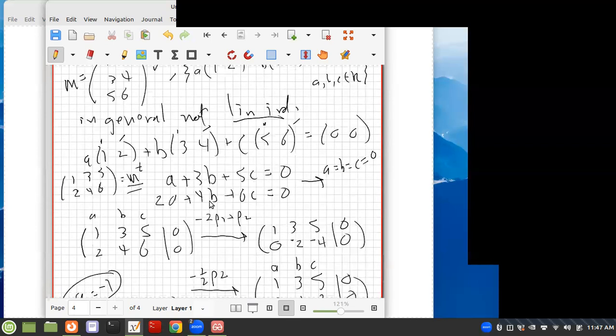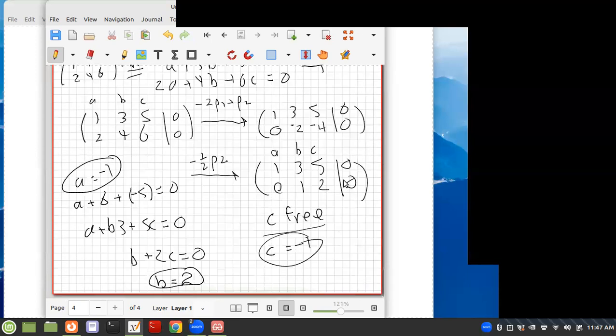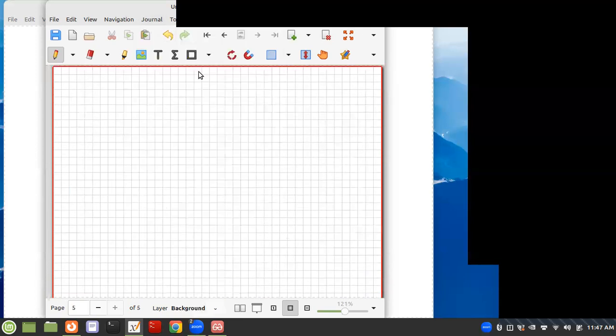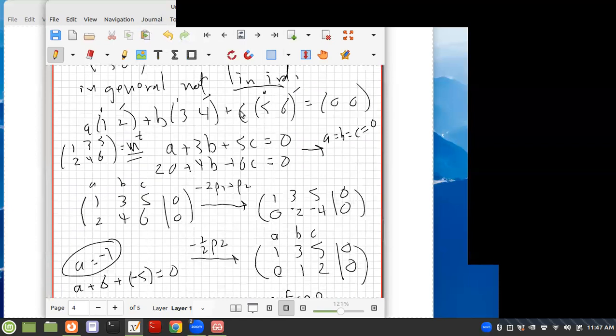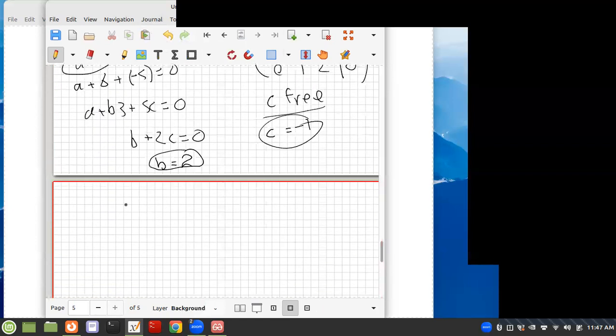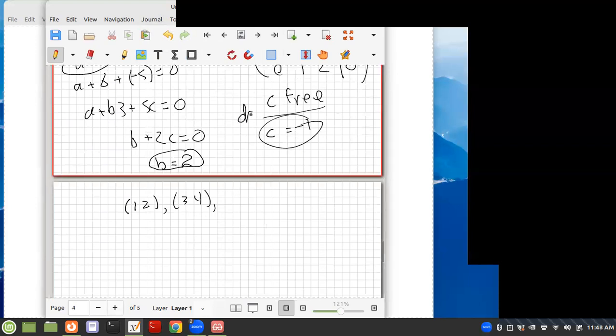That will mean that these three vectors do not imply that A equals B equals C equals 0, so that these three vectors are not linearly independent. How do we find out that C equals -1? I chose it because it's free.